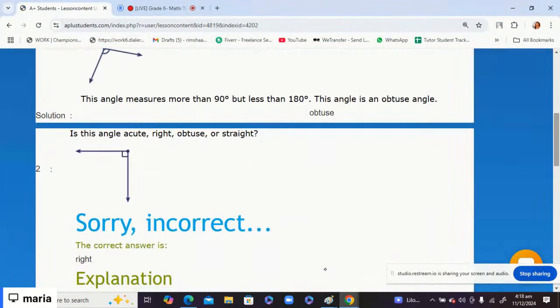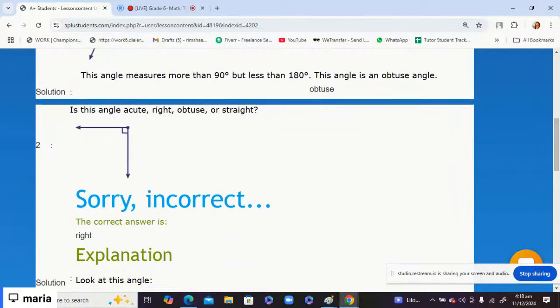So here is this angle: acute, right, obtuse, or straight? Everyone tell me in the chat, what is this angle? Two lines perpendicular to each other. So what is this angle? Is this a 90 degree angle? A 90 degree angle is called the right angle as well. It's acute angle, obtuse angle, or straight line angle.